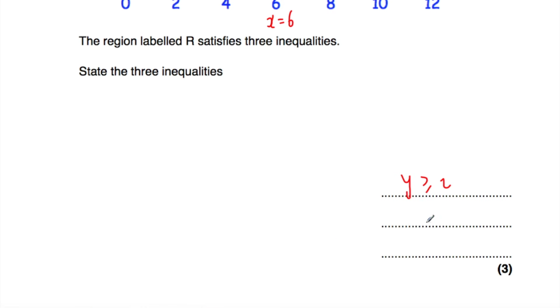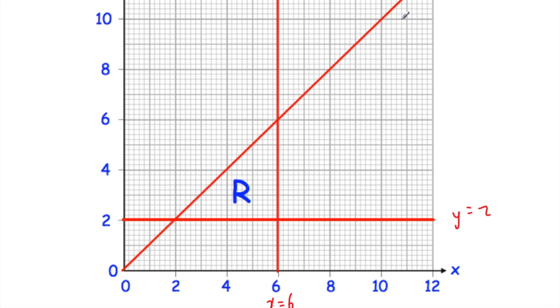So let's write that. Okay, and then let's have a look at our last line, this diagonal line here. Let's find the equation of that diagonal line. It's a straight line, so it's going to be in the form y equals mx plus c. It passes through the y-axis at the origin, at a height of 0, so it's actually just going to be in the form y equals mx.